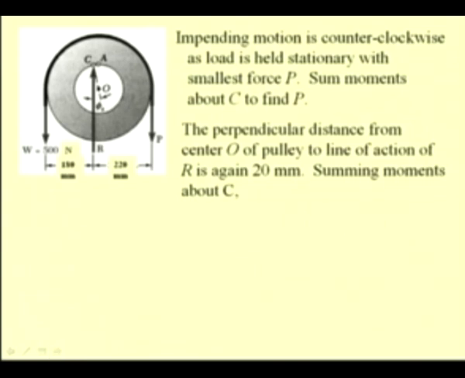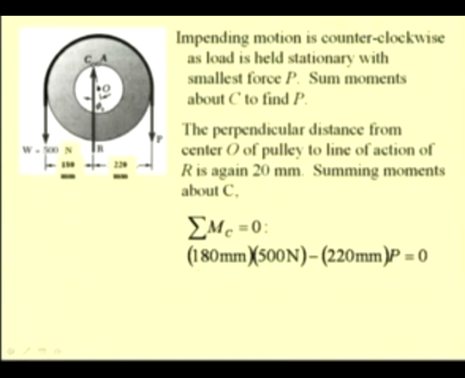So, now we sum the moments with respect to C in order to find this force P required to hold this weight. So, summing the moments, we have the moment arm for the 500 Newton force as 180 mm. So, we have 180 times 500 Newton minus 220, the moment arm for this force P, which is a clockwise moment, so negative, equal to 0. So, from this we find the value of P as 409 newtons.